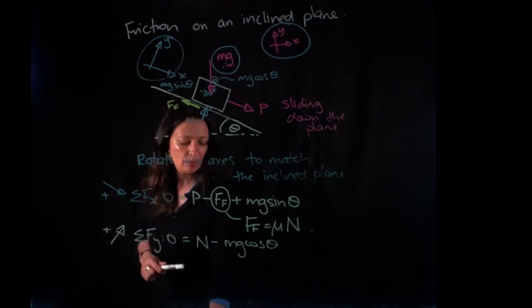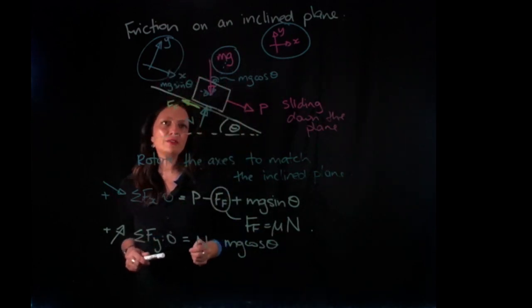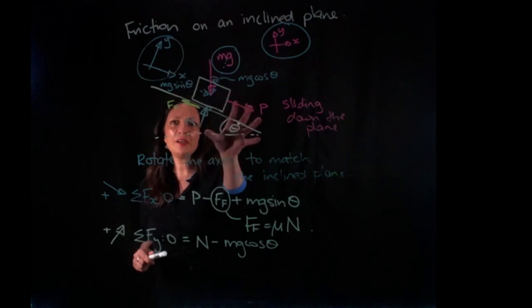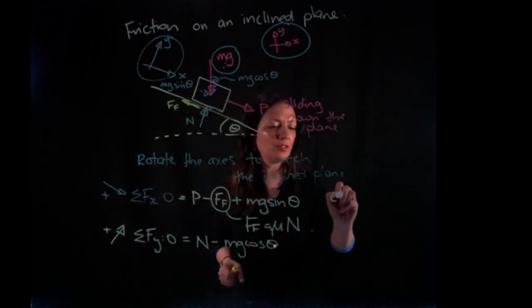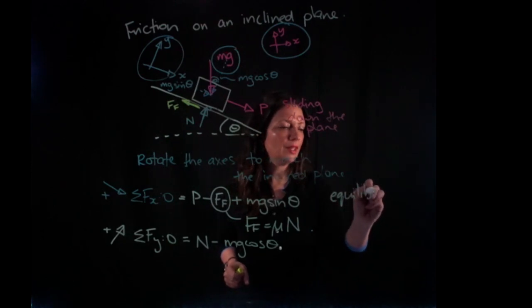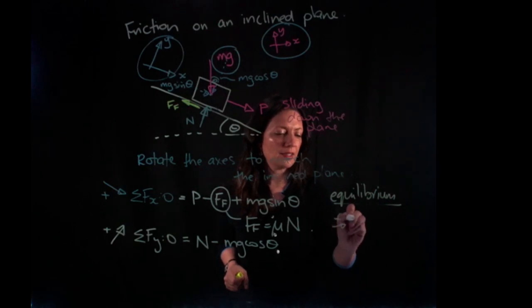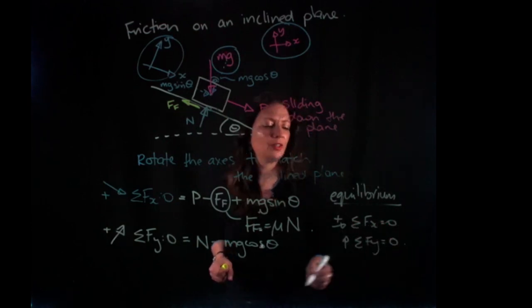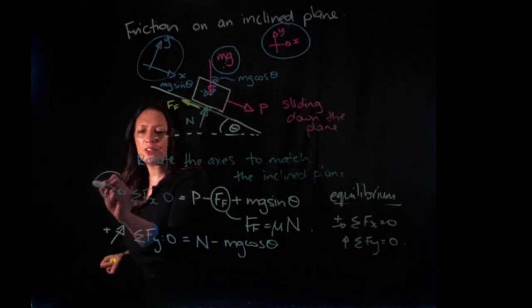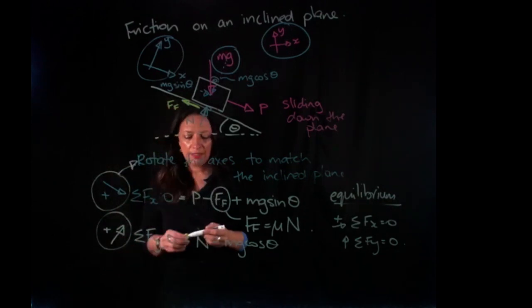We can actually calculate any component of this diagram using the sum of the forces. If we use our equations for equilibrium, we can solve anything. The sum of the forces in x has to equal 0, and the sum of the forces in y has to equal 0. We just make sure that we rotate our axes.